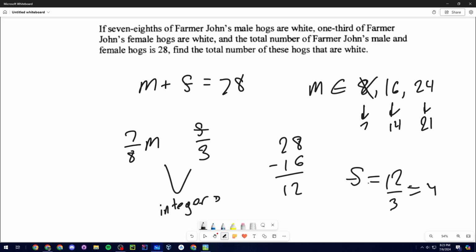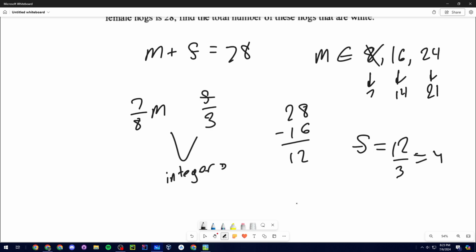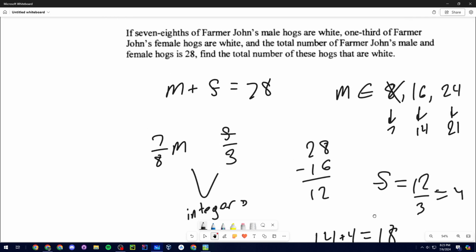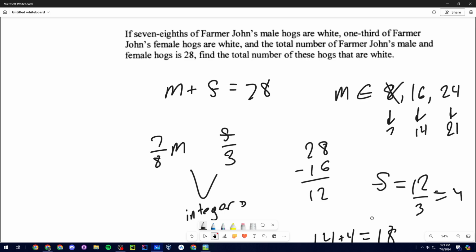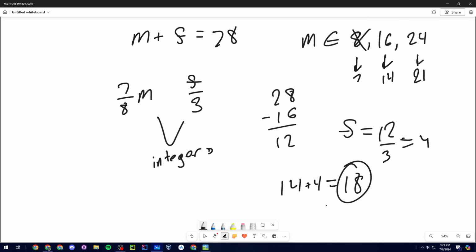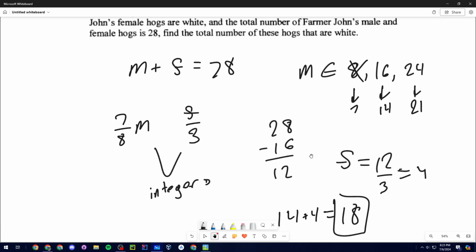Is that the only solution? Because sometimes they might ask for more than one solution. So the white hogs are 14 plus 4, which is 18. Is there any other solution? If M is 24, F is 4, that's not divisible by 3. So 18 is your answer. Why? Because they both have to be integers, right? 7/8 of M has to be an integer, so M can either be 8 or 16. We tried 8, then F is not an integer, but if we try 16, F is an integer. So 18 is just your answer. Okay, perfect.